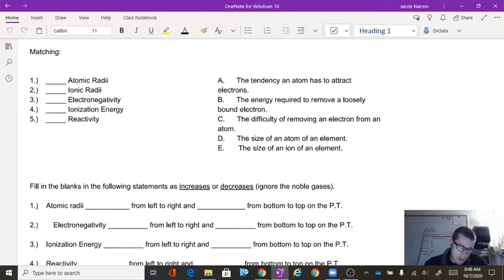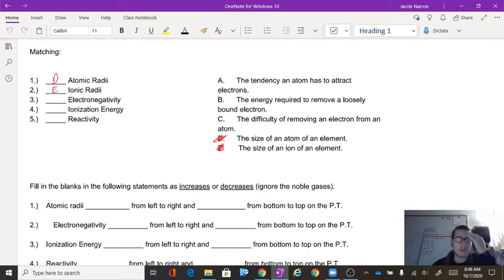Atomic radius. I'm going to go ahead and say that's the size of an atom. I'll go out on a limb and say atomic radius is the size of an atom. So that's going to be D. Ionic radius. I'm going to go ahead and say that's probably the size of an ion. E.